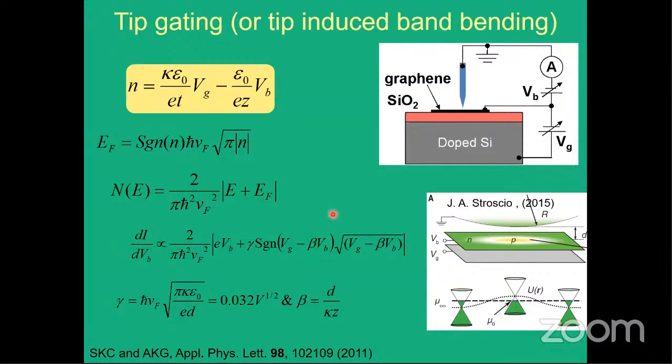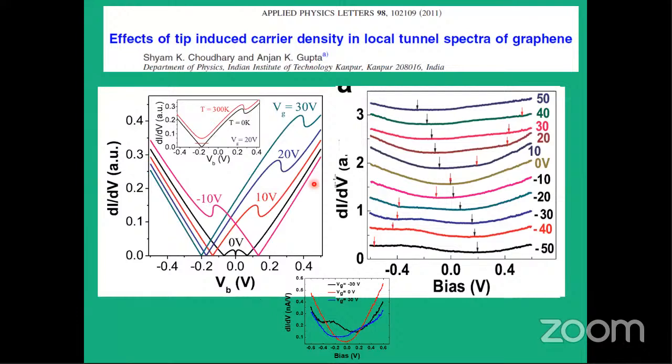There is one thing which one of the earlier students spent quite a bit of time on: the tip gating effect. I don't know if I can explain it in such a short time, but to summarize, you see certain features in the dI/dV spectra which are unusual, which were not anticipated earlier.